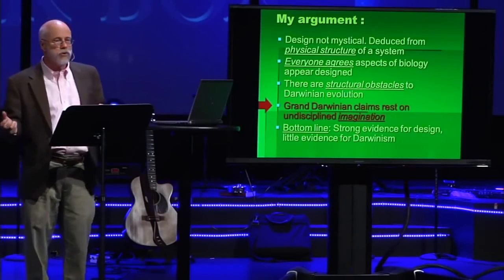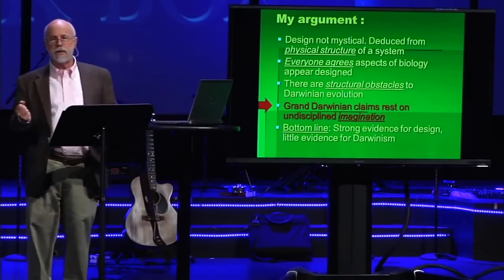So the point is that there are structural obstacles, there are physical reasons to think that Darwin's theory really can't do what its proponents claim for it. But in our everyday life, we hear it claimed repeatedly in the media that Darwin's theory has been shown by science to be able to make everything in life. So the next point is that those grand Darwinian claims rest on undisciplined imagination. Now, imagination is a good thing in science, as it is in many other enterprises, but if it's undisciplined, if it's too far removed from the data, then it can become misleading.